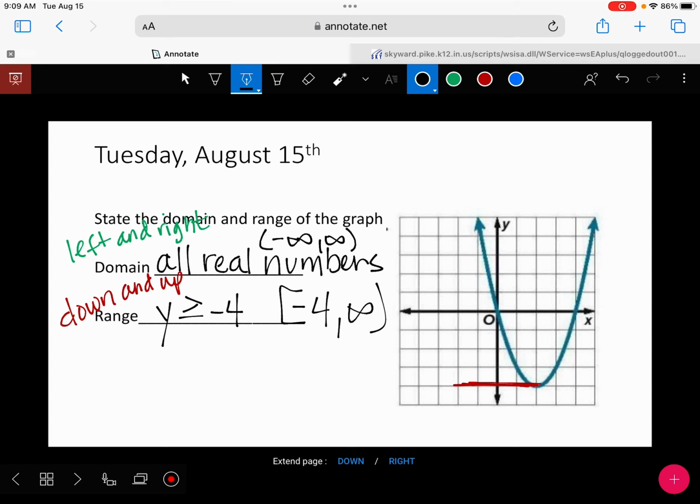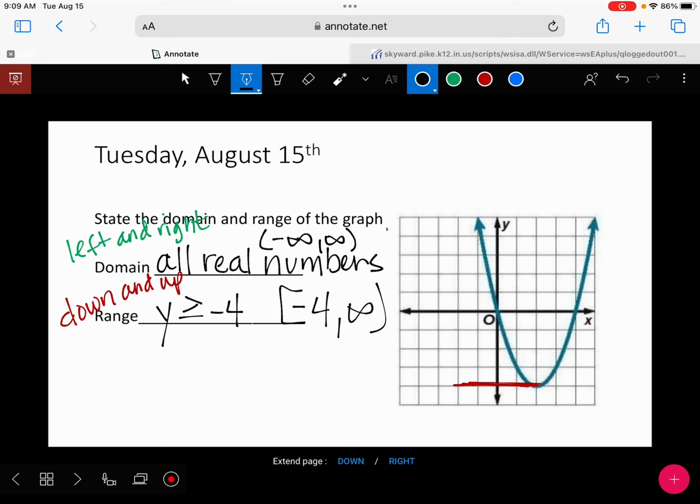I'm sorry? It will be eventually. Okay, so in your note packet, right now our test is on September 1st, which is a Friday. It's the Friday before Labor Day. It might move up though to that Thursday.